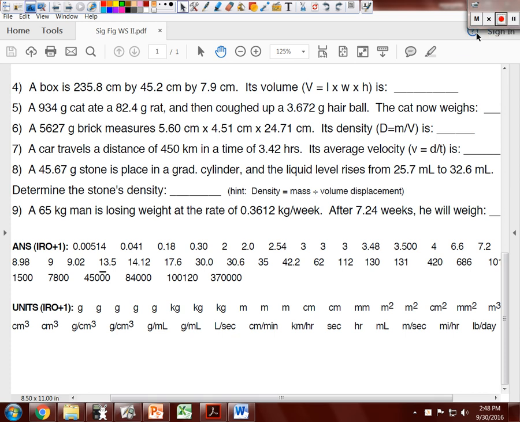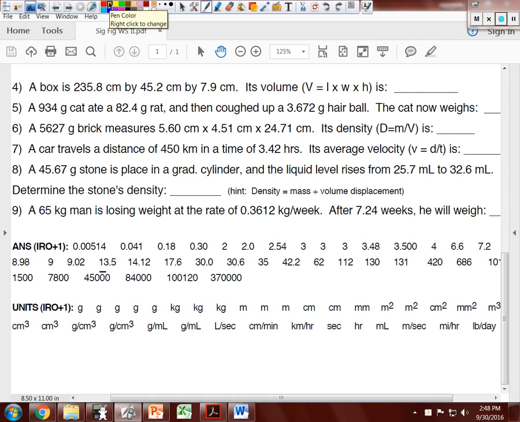Okay, so looking at A. A box is 235.8 centimeters by 45.2 by 7.9 centimeters. It says its volume, and then it tells you what to do. So what are you doing with all of those numbers in your calculator? Multiplying.